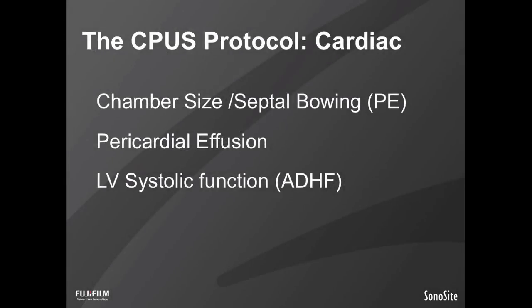So let's start with the cardiac portion and review what it would look like if she had abnormal septal bowing or right-sided ventricular enlargement, such as in a PE. We will review what it would look like if she has pericardial effusion and also heart failure.